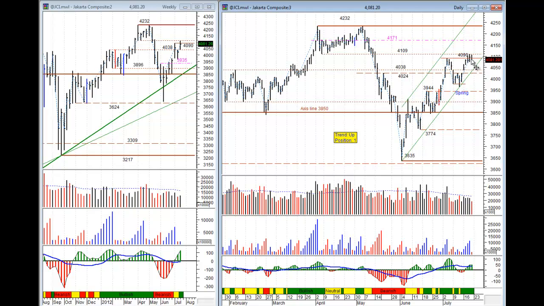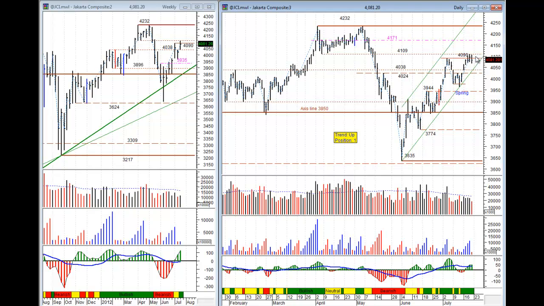So we might probably get a pullback, but I would think that is just a normal correction and not a turning point. Because we do see strength here, we do see a spring on this bar here, and then we do see the up move with increasing volume. So those are the stories that are supportive of a further up move in the Jakarta Composite Index.